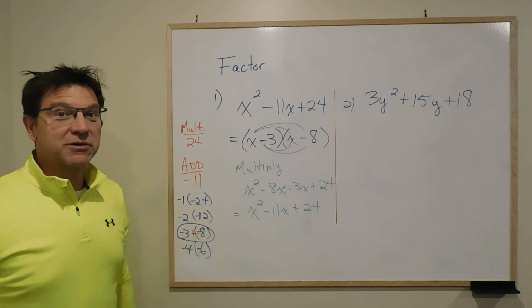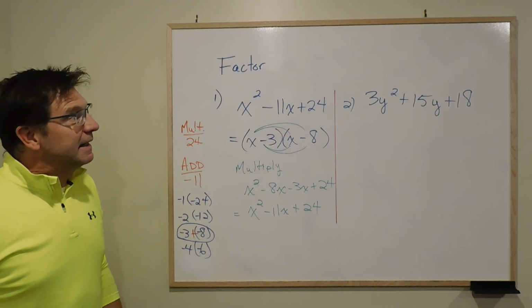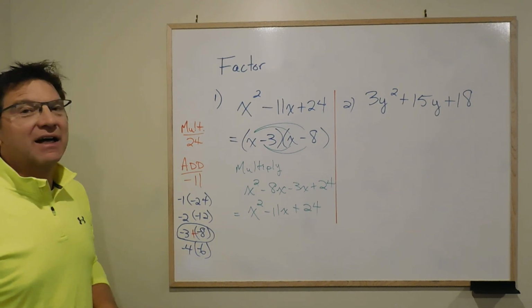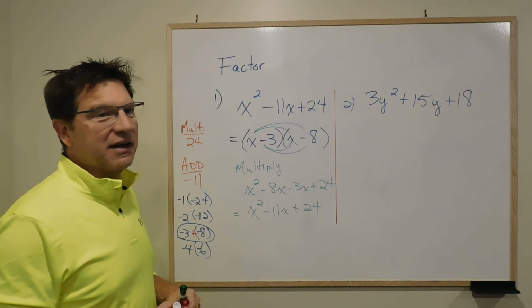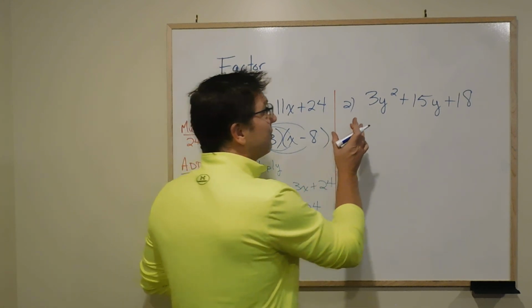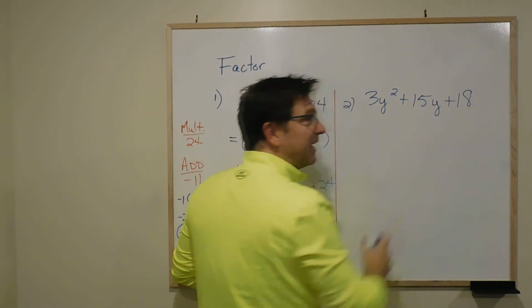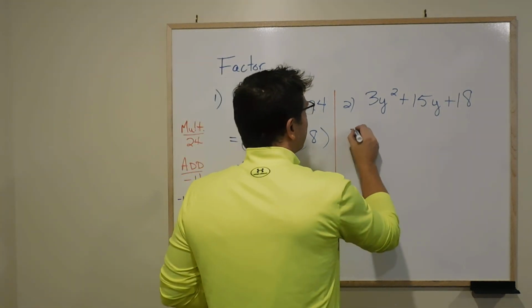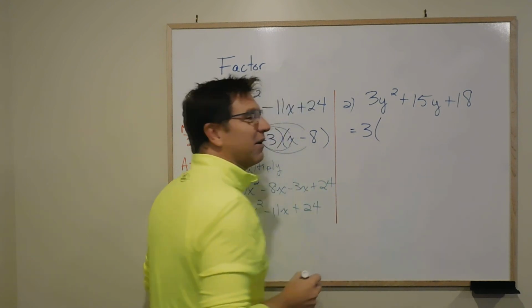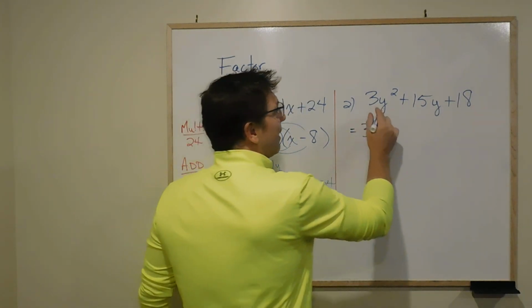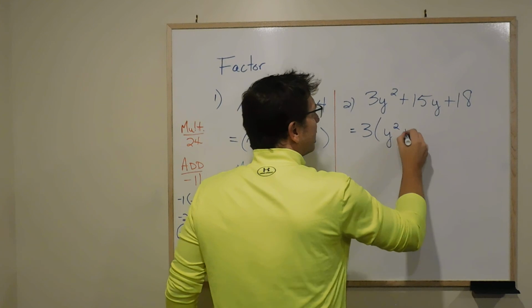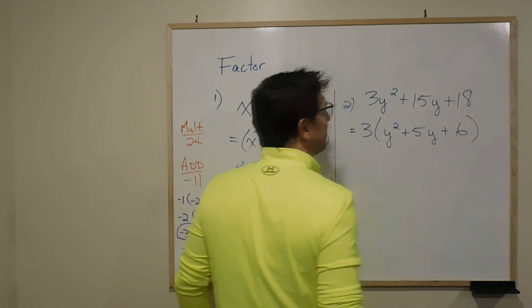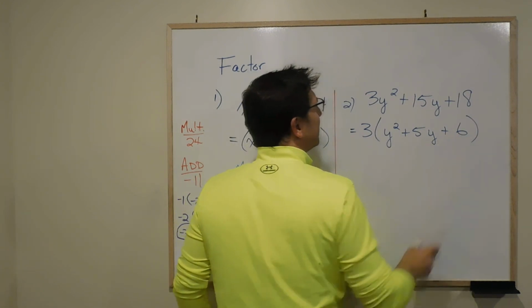I'm going to move on to number 2. Number 2 has one extra element in it, and that extra element is it has a common factor, a greatest common factor. Notice there is no variable in all three of them, but there is a 3 that will divide into all three. So I can divide all of them by 3. I get y squared plus 5y plus 6.